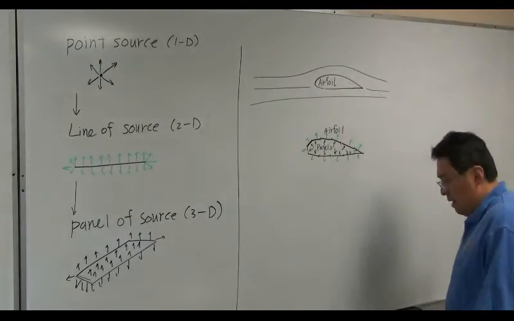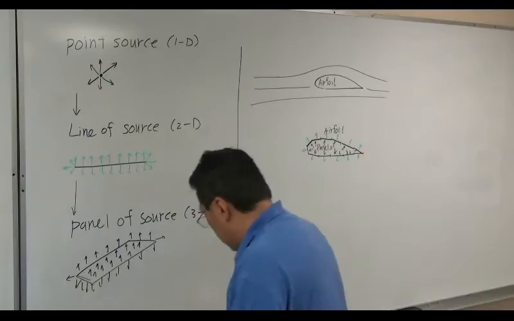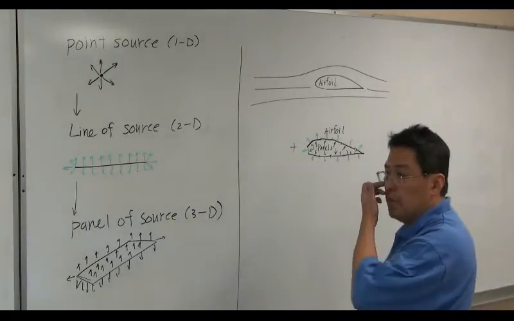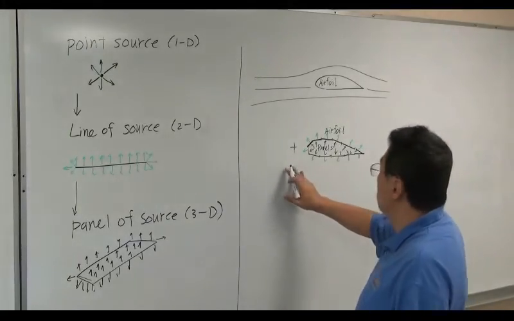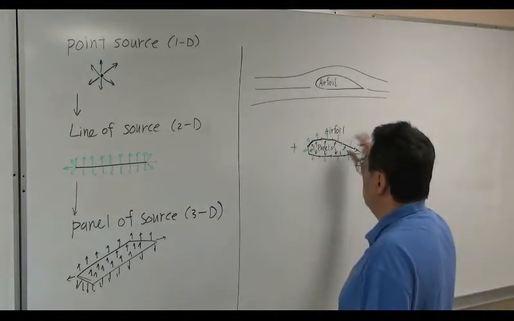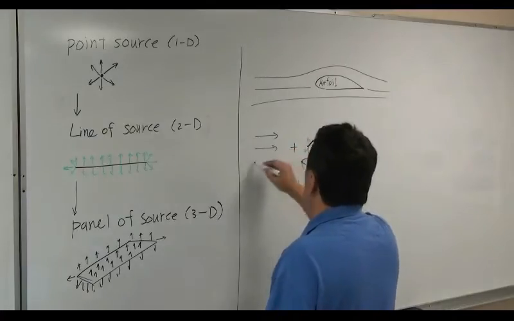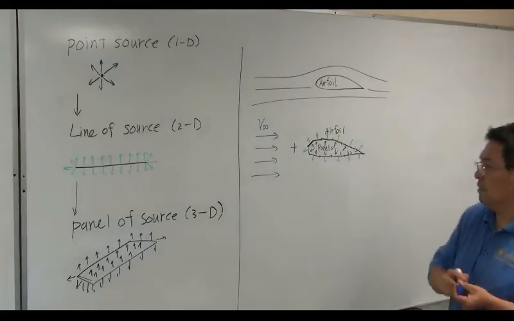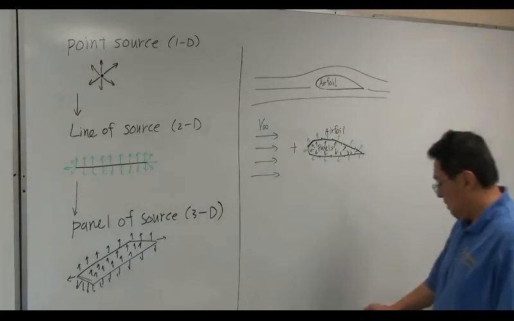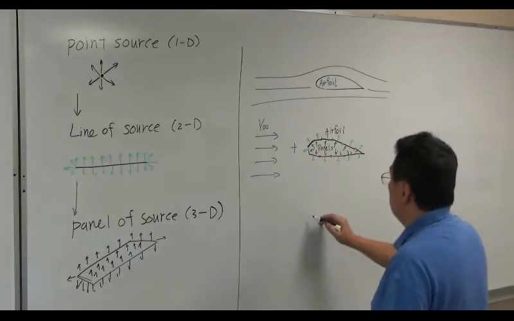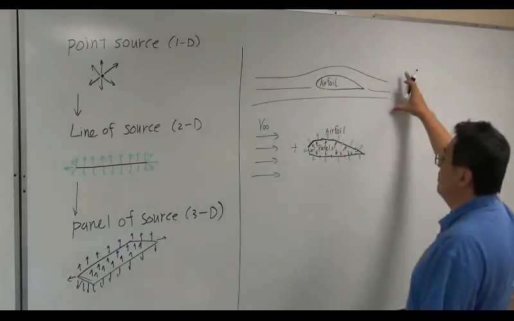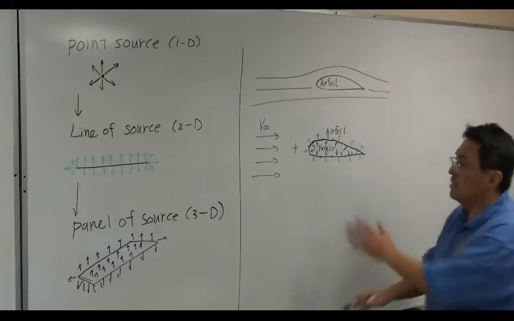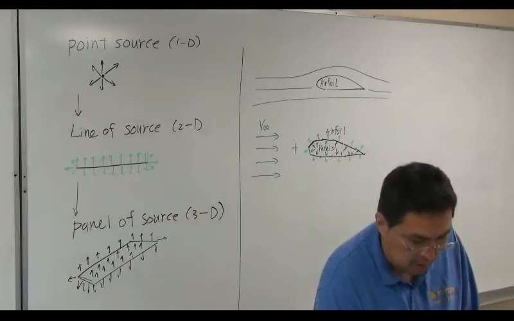The next step is, what if I want to superimpose, mathematically, a series of panels against incoming uniform flow with magnitude V infinity? What is the result? You are simulating the flow over an airfoil. Okay, so that is the baseline idea of the source panel method. Let's take a look at the next page.